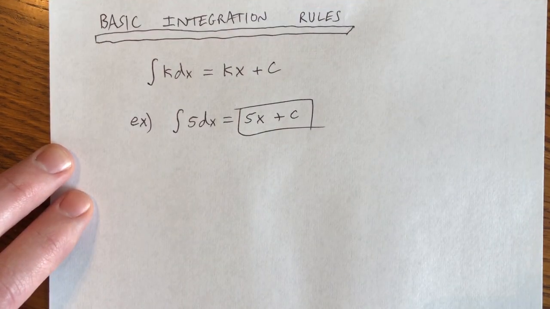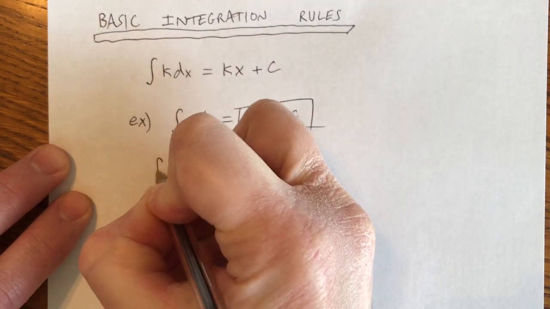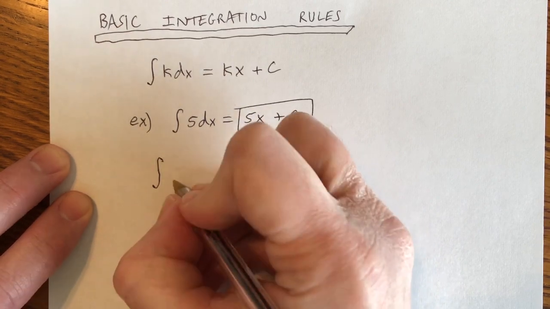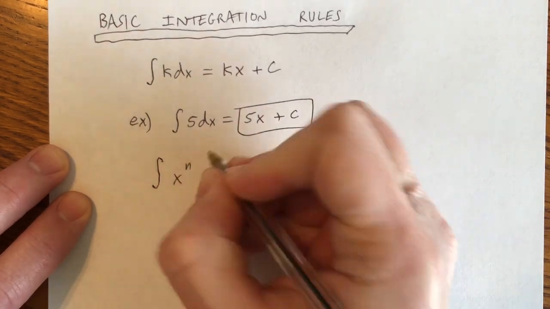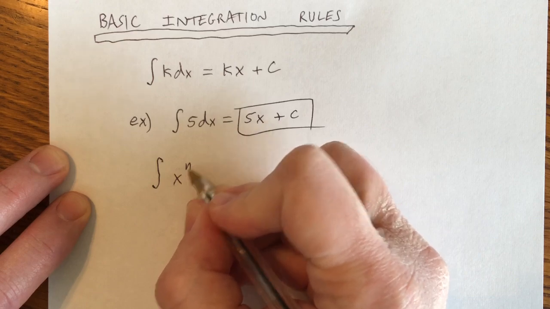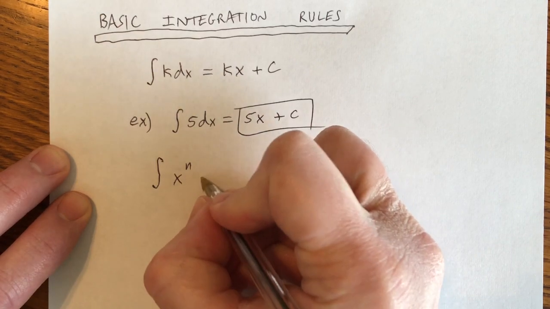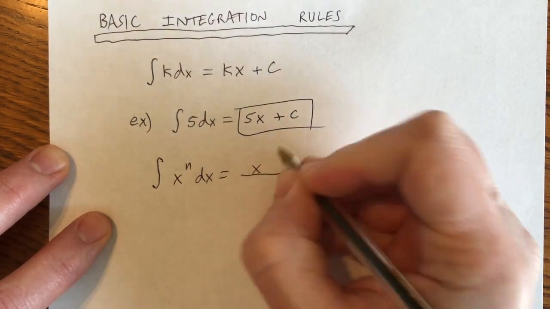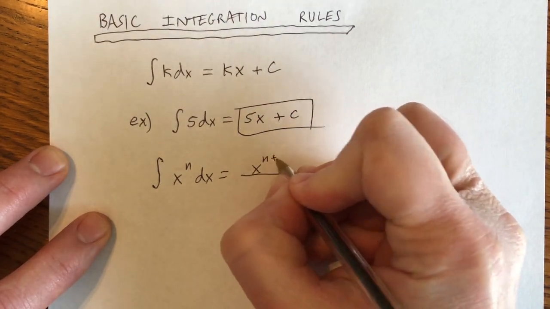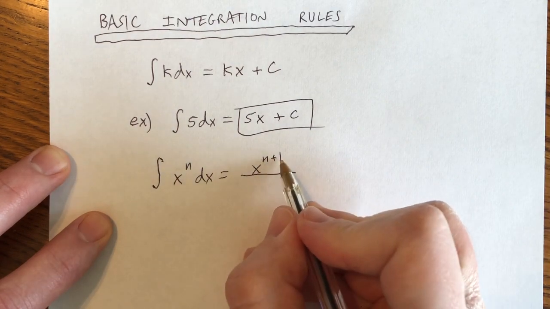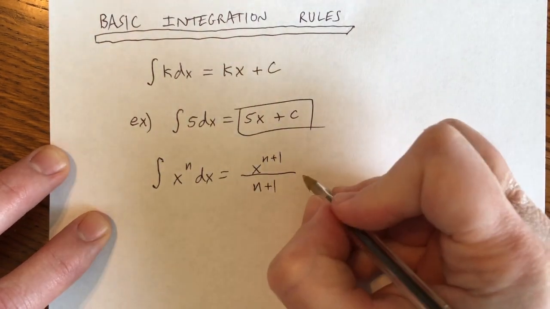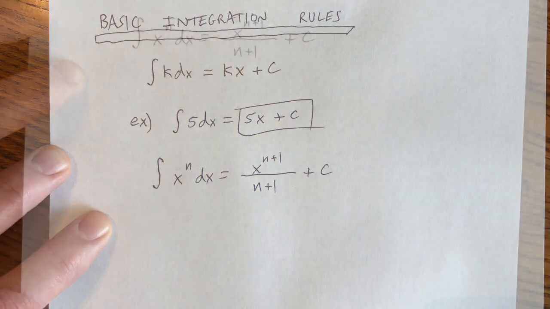The next basic rule of integration, and probably the most important one, is this one. If you are looking at the integral of x to the nth power, where n does not equal -1, with respect to x, you're going to always do this. You're going to first add 1 to the exponent, and then you're going to divide by the new exponent. And you're going to add c to that.